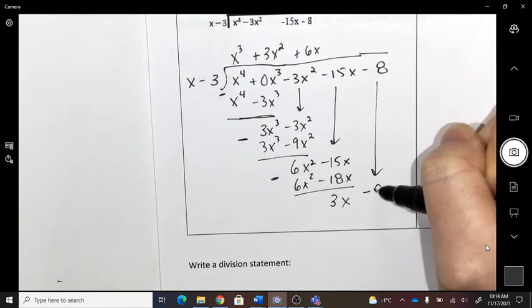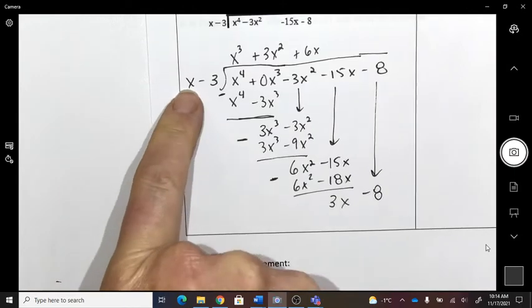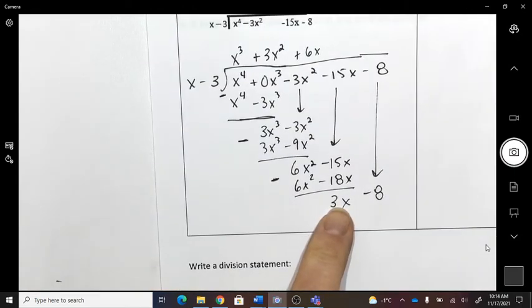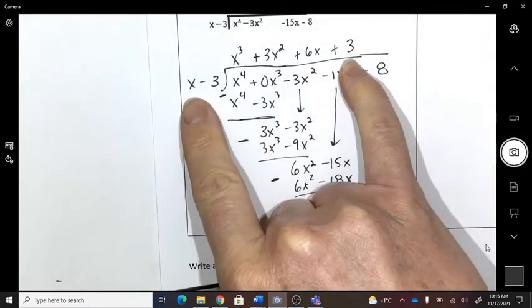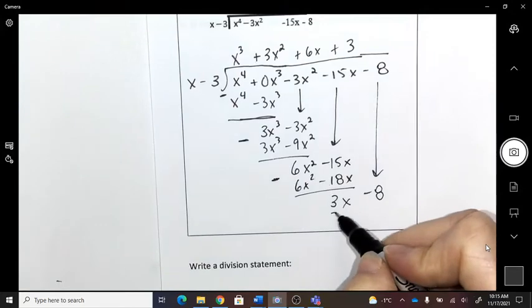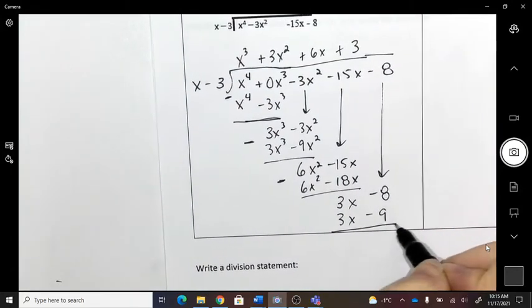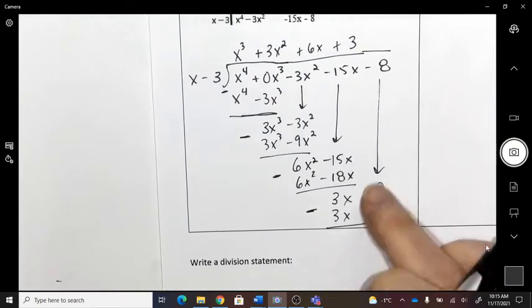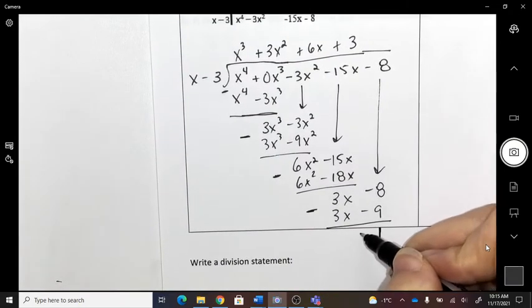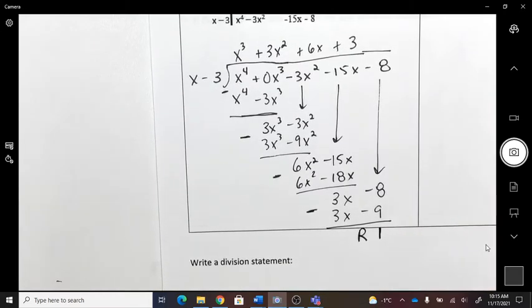Bring this down. How many times does x go into 3x? 3. You get 3x minus 9. When you subtract, it's like adding 9. So I get a remainder of 1. Okay, that's the long way. Now we're going to do the short way.